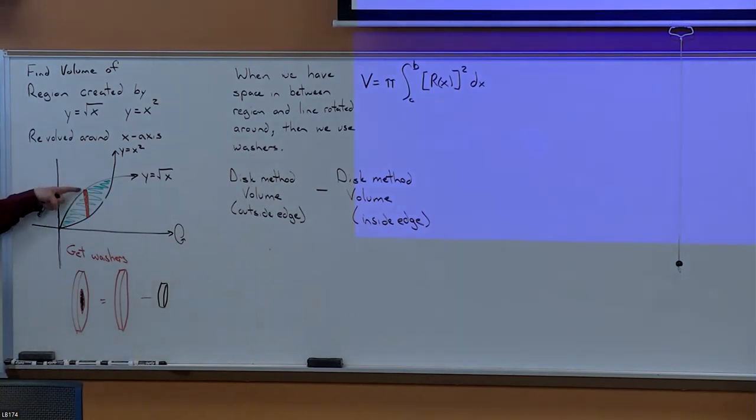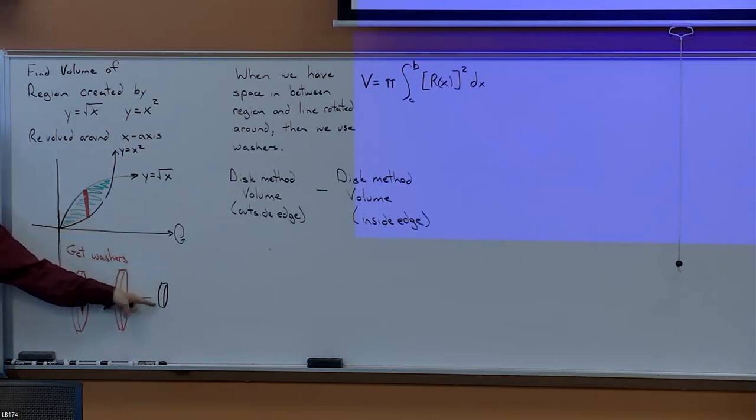And the larger disk is coming from the outside edge, meaning the one that's further away from the line I'm rotating around. And the other, the one I'm subtracting, is going to be coming from the inside edge, the one that's closer than the line I'm rotating around.